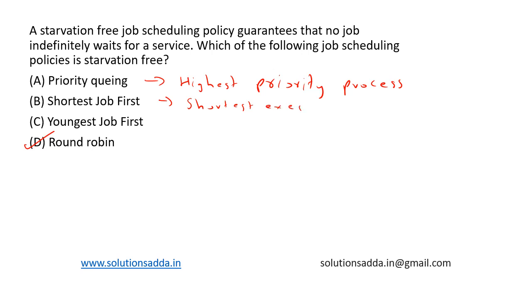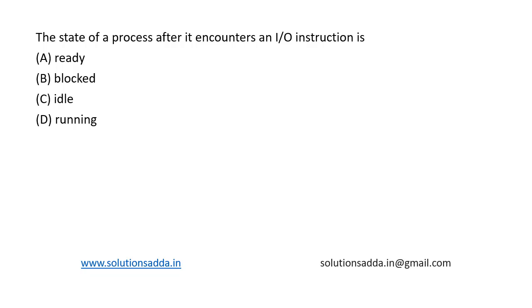Similarly, for youngest job first also, this is not starvation free. So option D, round robin scheduling is the one which guarantees that no process is indefinitely waiting for the CPU service. Option D, round robin is the right choice. This is a question from operating system.